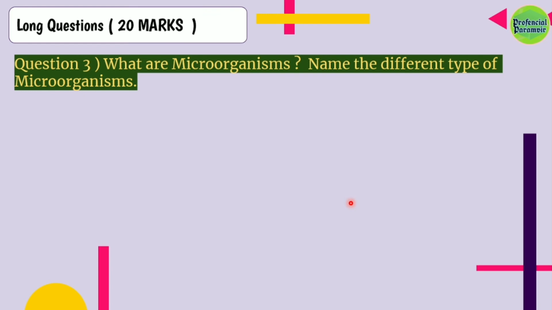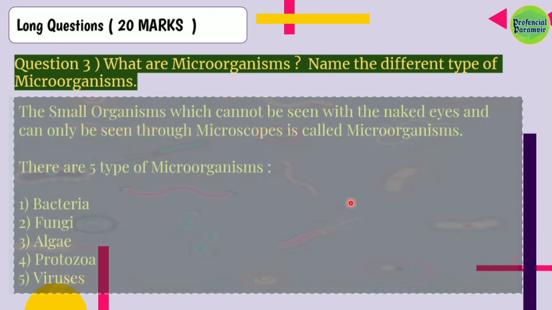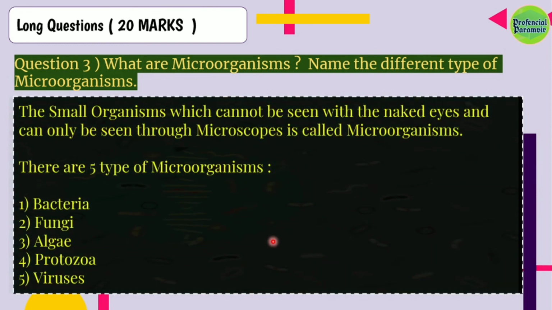Third question. What are microorganisms? Name the different types of microorganisms. Well, the small organisms which can be seen only through a microscope and can't be seen with naked eyes are called microorganisms. There are 5 types of microorganisms: bacteria, fungi, algae, protozoa, and viruses.